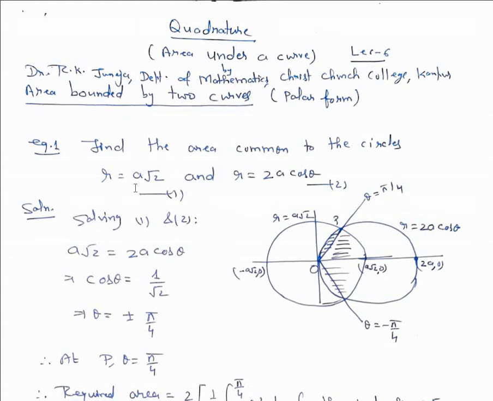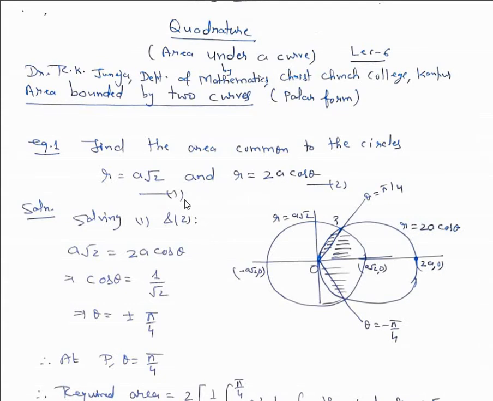Now r is equal to a under root 2 is a circle having center at the point (0, 0) and radius a under root 2, and r is equal to 2a cos theta is also a circle whose center is the point (a, 0) and radius is also a. So now let's find out where these two circles intersect. For that we have to solve these two equations.